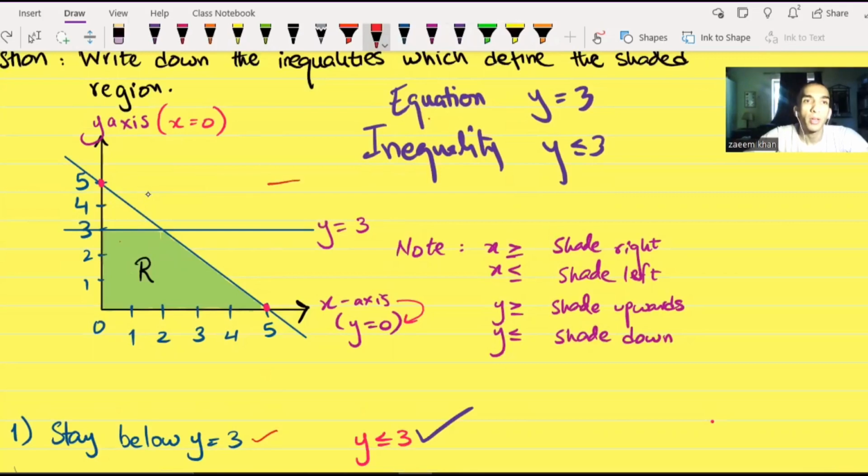And if you say y is equals to 5, that's going to be a line passing like this, and we don't have that line either. So there is another. What about this line? How do you define this red line? Y equals 0. Y is equals to 0 is down here.